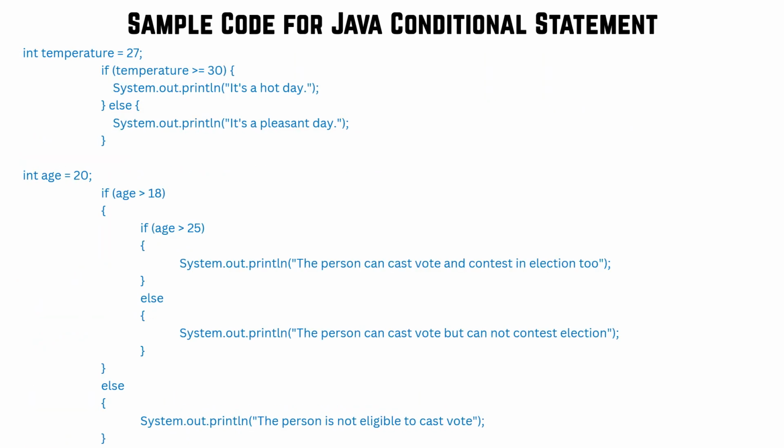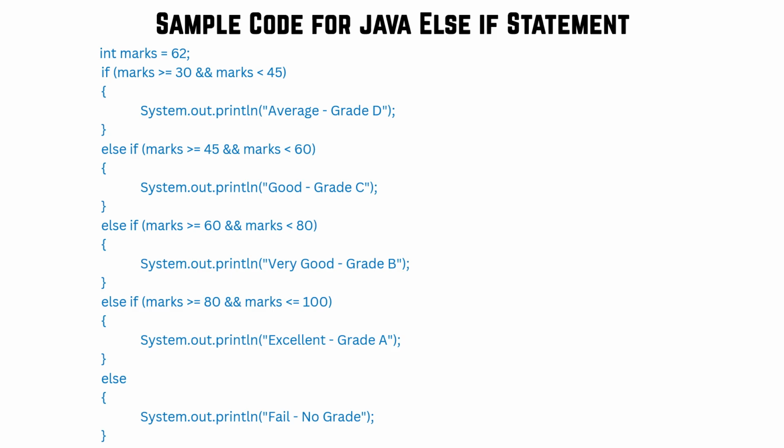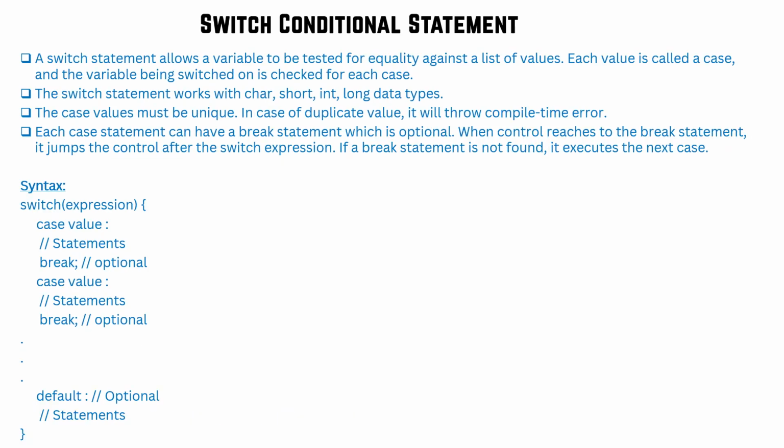And switch is also similar, with multiple conditions, where each thing is considered a case, and a case should always be unique. Every case should be ended by a break statement, which is optional though. In case nothing is matching, it will go for the default statement. A switch statement allows a variable to be tested for equality against a list of values. Each value is called a case, and the variable being switched on is checked for each case. It works with short, char, integer, long data types, and switch statement values cannot be duplicate.